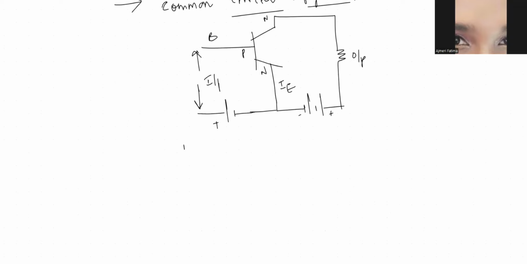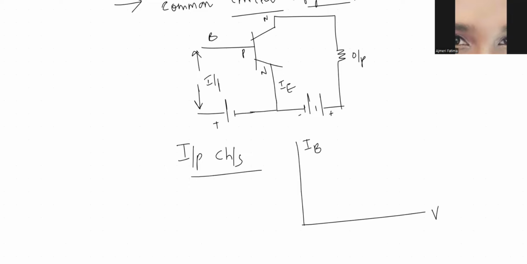Input characteristics are drawn between input current and input voltage. What is the input current? IB. Input current is taken on y-axis and input voltage VBE is taken on x-axis. And what is kept constant? Output voltage is kept constant. So what is output voltage? VCE. VCE is kept at 0 volts.